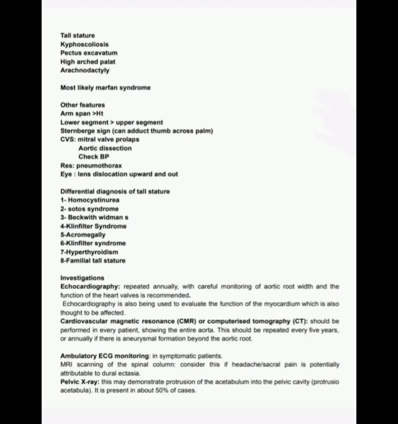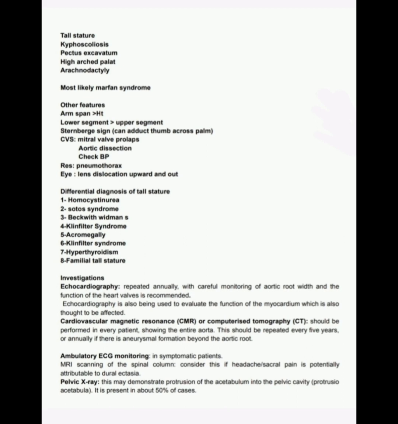So describe this picture. We are seeing tall stature, kyphoscoliosis, pectus excavatum, high arched palate, and arachnodactyly. All features are going for Marfan syndrome. What are the other features of Marfan syndrome? Arm span is more than the height, lower segment is more than the upper segment. There is the Steinberg sign, that is, the thumb can be adducted across the palm.